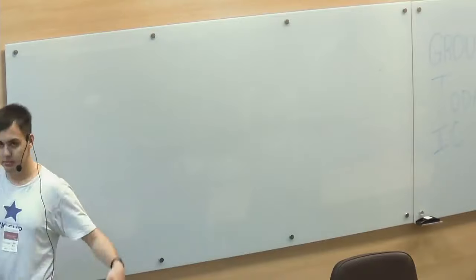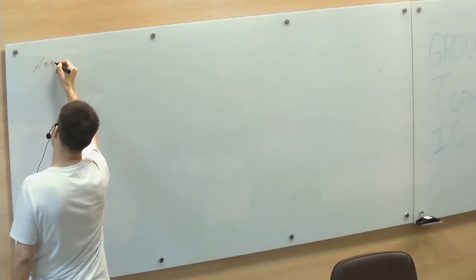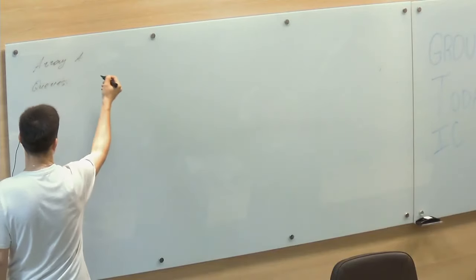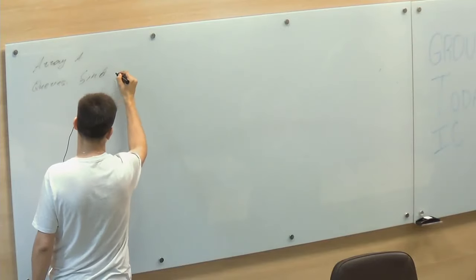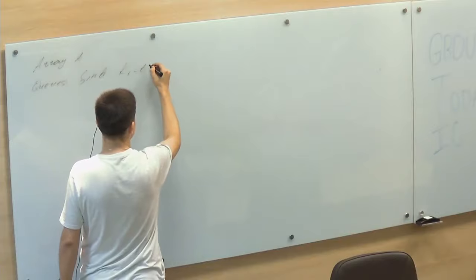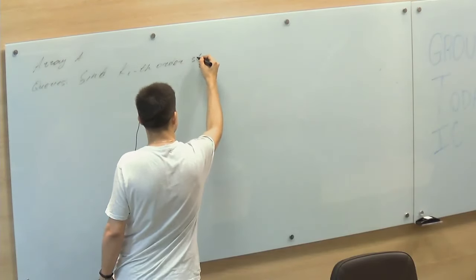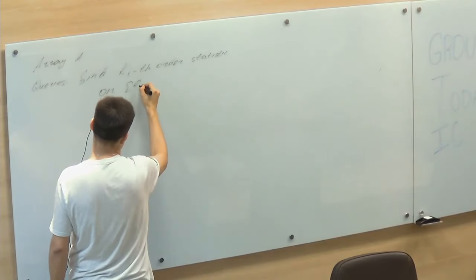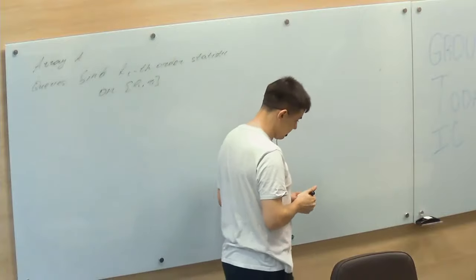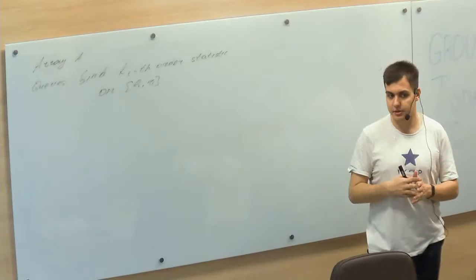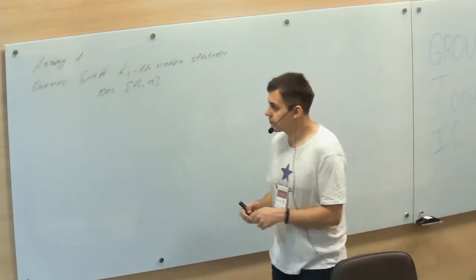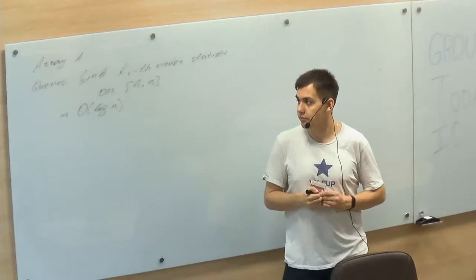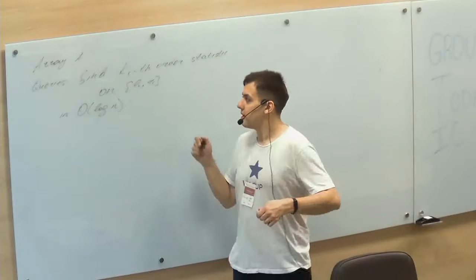So you have an array. Again, this array doesn't change. And queries: find the k_i-th order statistic on subsegment from l_i to r_i. And it turns out we can do that in log n time. And of course, all queries are online.